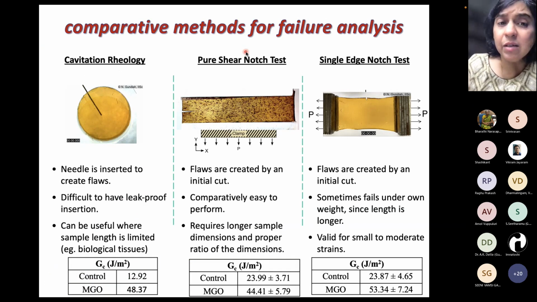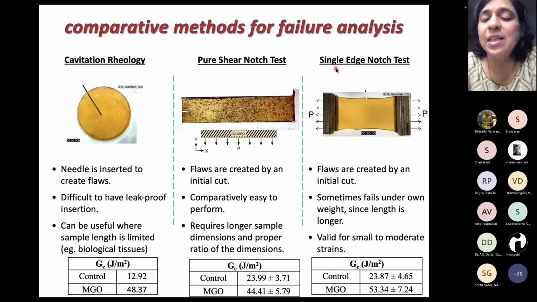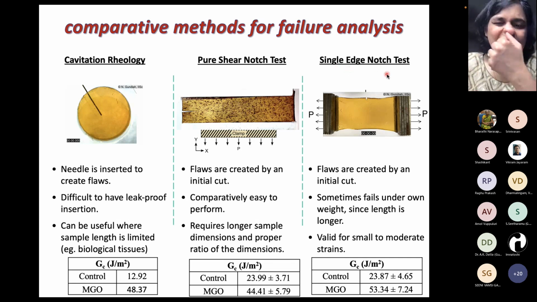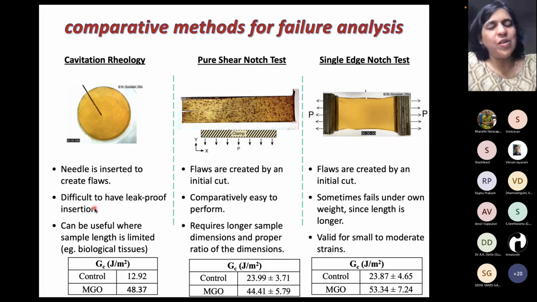So to summarize the first few parts of the study, we've looked at three different methods: cavitation, rheology, and the pure shear notch test. Both these methods I've discussed in a little more detail. I broadly glossed over the results from a single edge notch test. So to contrast these three different experiments, in this one, a needle is inserted to create a flaw. It's difficult. Also, I didn't mention how tricky it is.